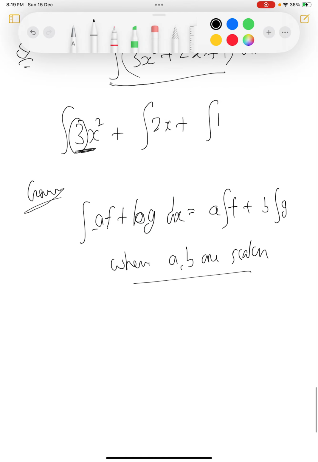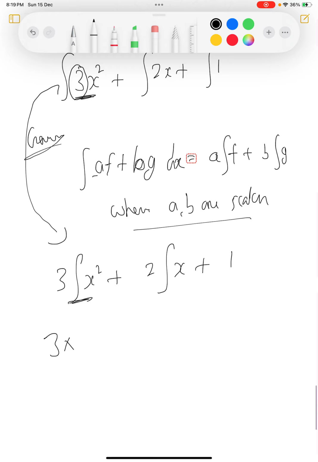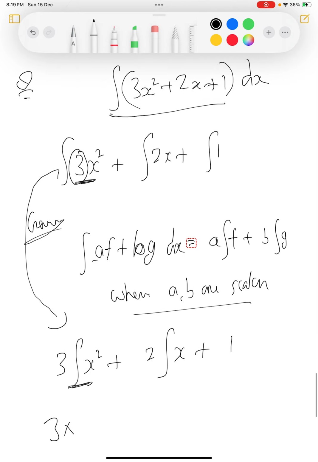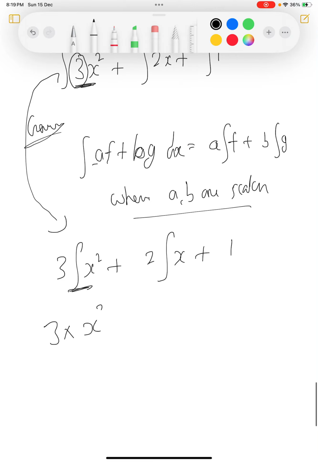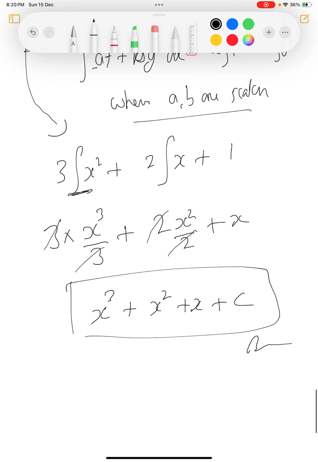Okay, now let's solve this problem again. So 3 times x square plus 2 times x plus 1. So 3 times this, using this formula, I will get x raised to power 3 divided by 3 plus 2 x square by 2 plus x. This 3 will cut out, this 2 will cut out. I will be left with x cube plus x square plus x plus c. So this is the answer.